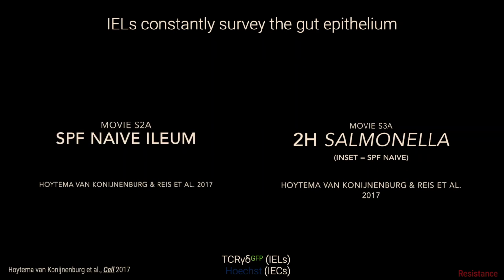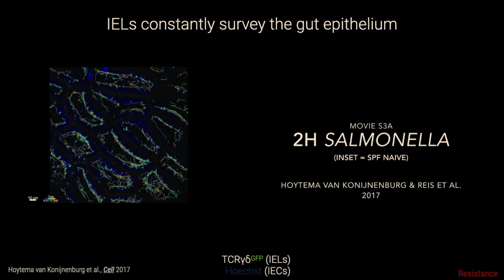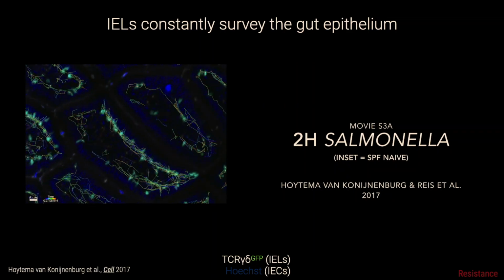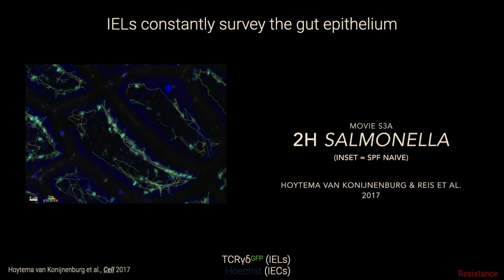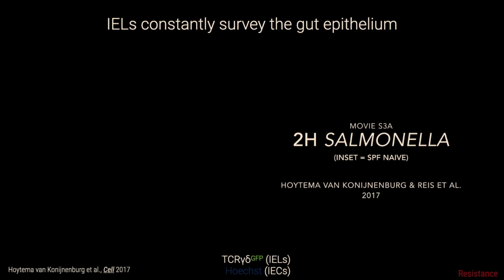What happens when you infect an animal with a pathogen? Here we gave Salmonella typhimurium, which gives salmonellosis in humans. And then we looked at how this movement changed. That's the only question we had. What changed? And what you see is this change. It's very clear. You can see.